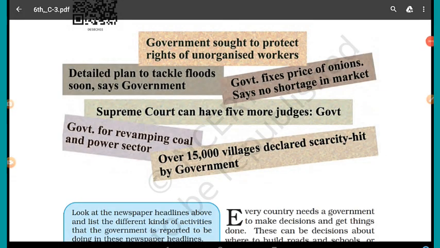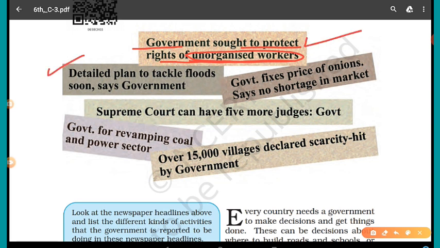So students, let's read them. These are the headlines from the newspapers. Government sought to protect rights of unorganized workers. Unorganized workers are those workers who are working in construction sites and other different kinds of means which are non-governmental institutions. So government has to protect them.